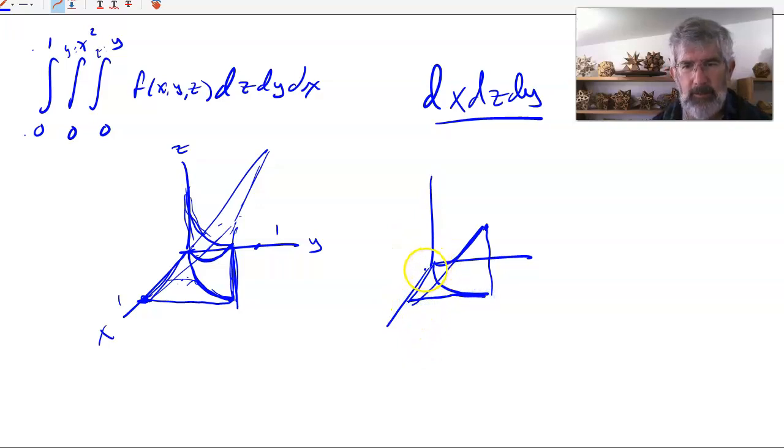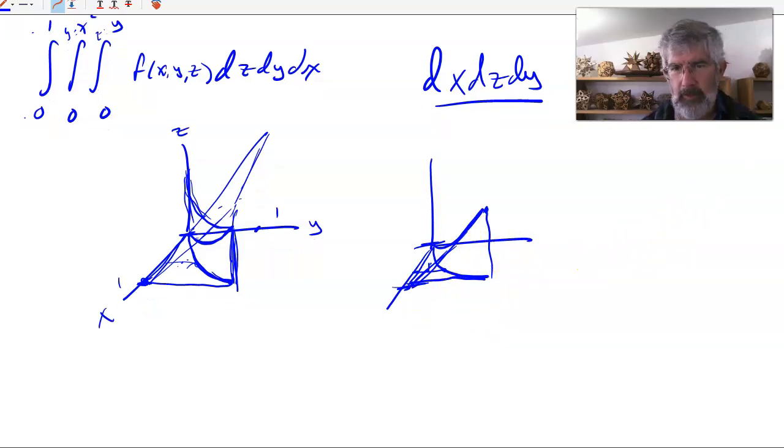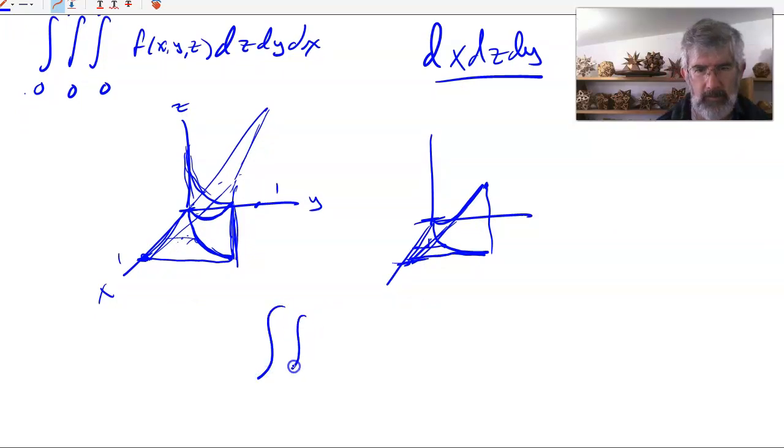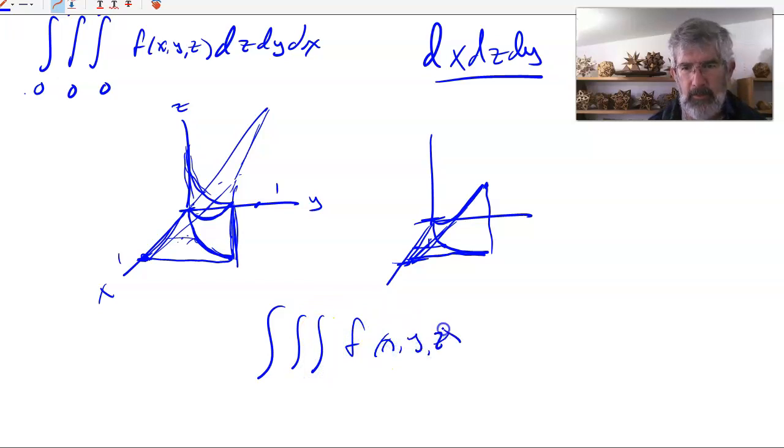X is going between 0 and 1. That's the outside one. For each value of x in between, y goes from 0 up to x squared. And then for each value of z, z goes from 0 up to wherever it is on that diagonal plane going through there. That's the region. So now, converting that into the other order of integration, still have the same function, but now I'm doing dx, dz, dy.